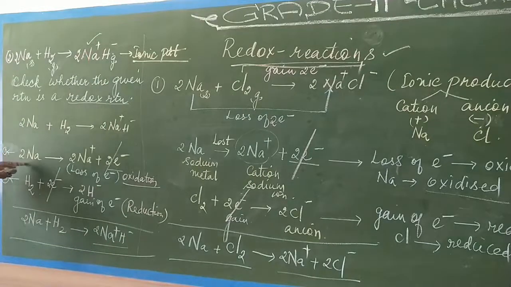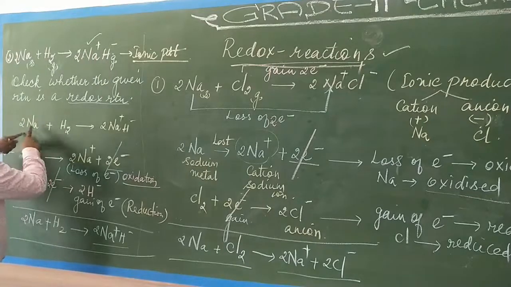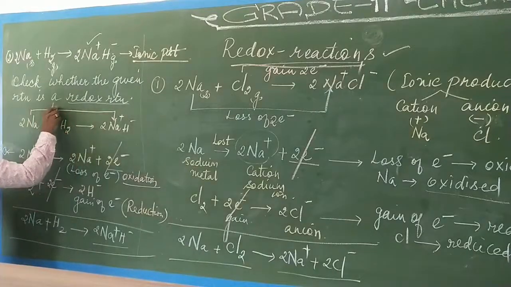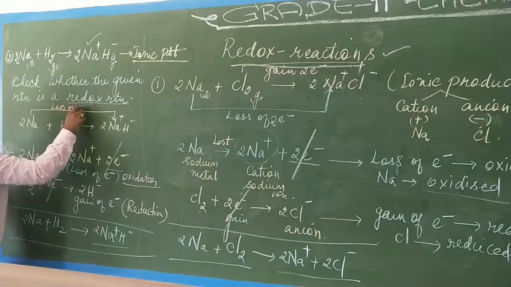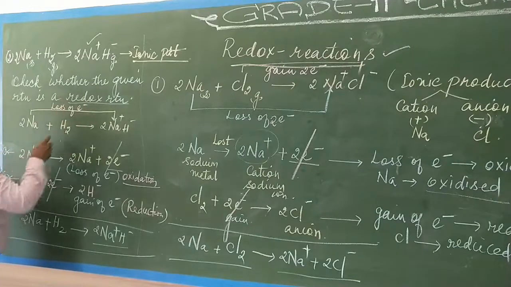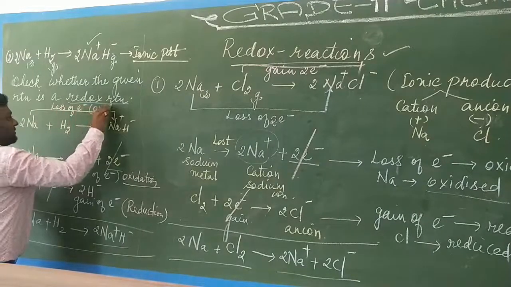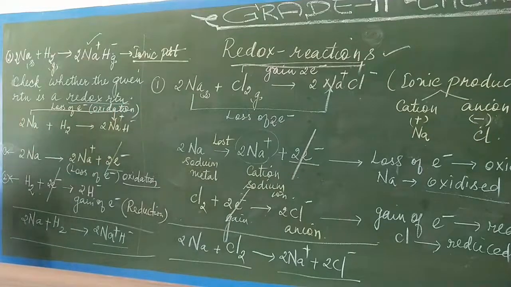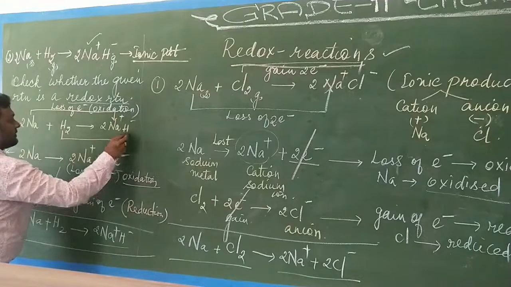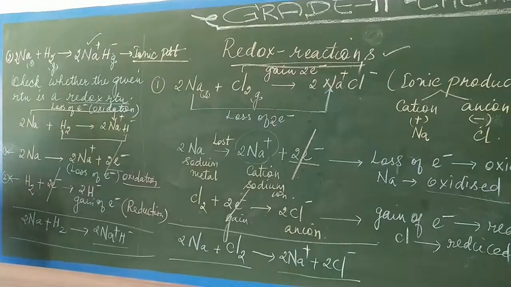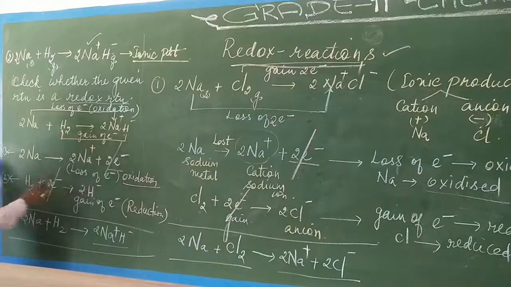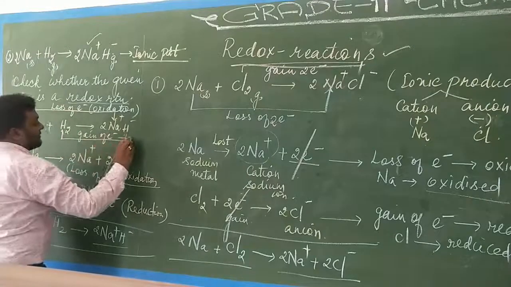So our Na becomes Na+. For this reaction, Na becomes Na+. Now what has happened? Loss of electrons has taken place. So when loss of electrons has taken place, that shows it is an oxidation reaction here. And here, this hydrogen has gained 2 electrons. So gain of electrons, that means we call it reduction.